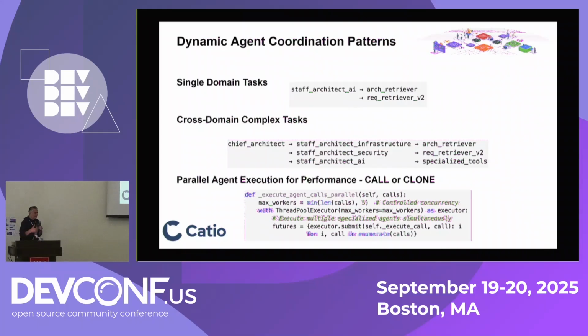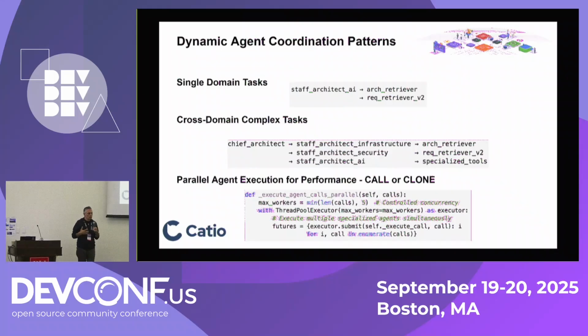In cross-domain complex tasks, as I said, partly because of the very, very specific domain specialization and the boundaries around permissions that we have, we need to have a cross-domain pattern. So the chief architect really is the one that coordinates various staff architects, and then each in turn can go to different retrievers. So that's kind of how the two patterns that we have work together. Now, because of the complexity of the task and the huge amount of data that we have to deal with, imagine an enterprise architecture has thousands and thousands of components and relationships and metadata and so on, and we're running hundreds and hundreds of LLM calls all the time, we need to parallelize.